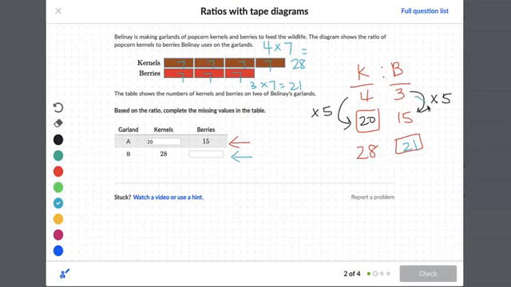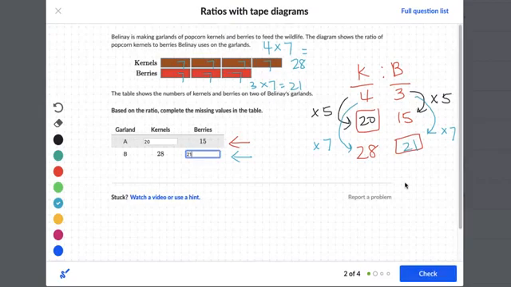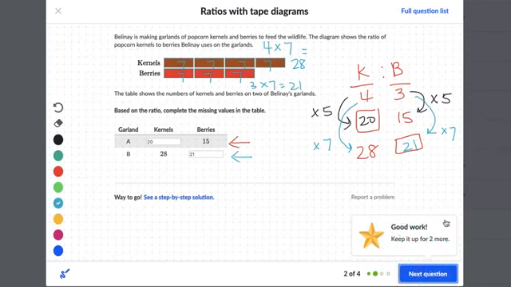How could we have done that a different way? 3 times what number? 4 times what number to get to 28? 4 times 7 to get to 28. 3 also times 7 to get to 21. So 7 was that magic number for this second row. So the answer is 21 here. Okay? So in both cases, you're looking for that same number that'll make that amount work. So that's ratios with tape diagrams. It's basically equivalent ratios, but you can see it with the boxes.